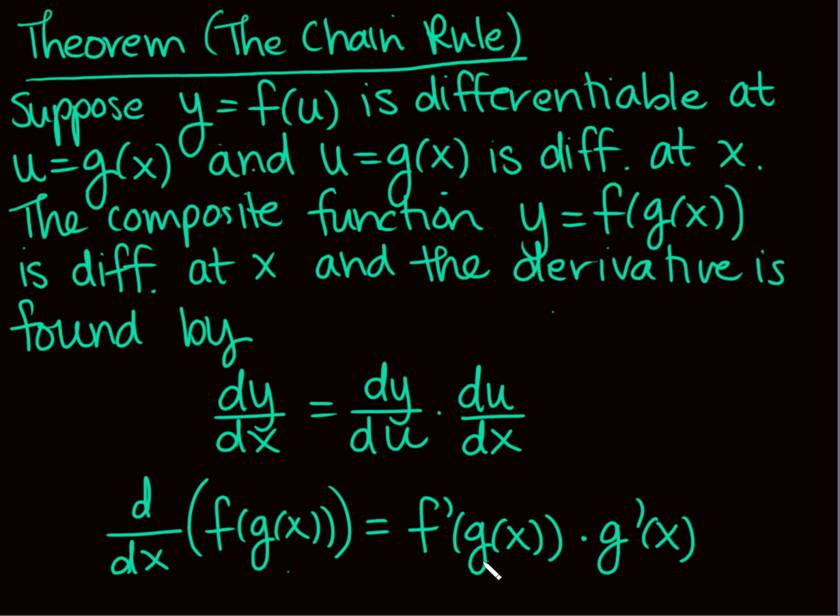Here's the important part with the chain rule. That inside stays, okay? It's not that you're taking the derivative of the outside and putting in the derivative of the inside at the same time. You're taking the derivative of your outside function, leaving the inside alone, and then multiplying by the derivative of the inside, okay?